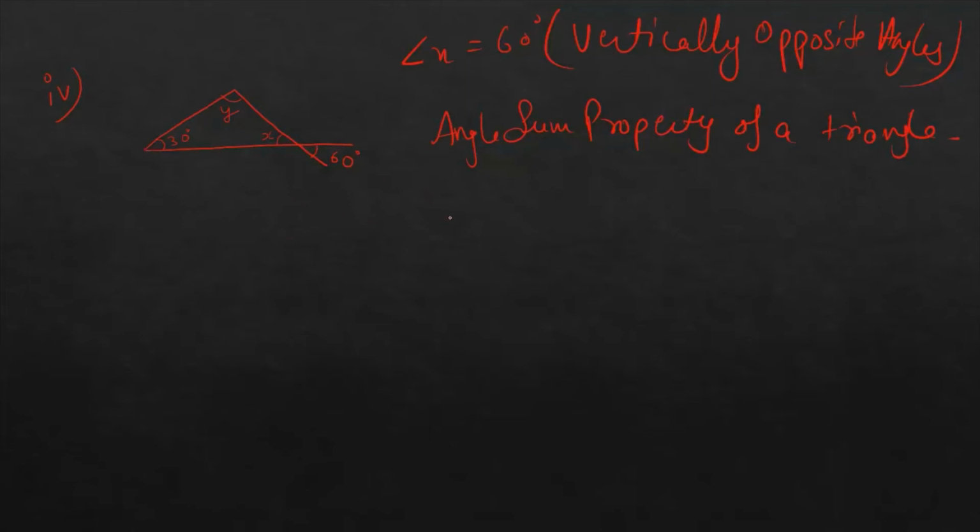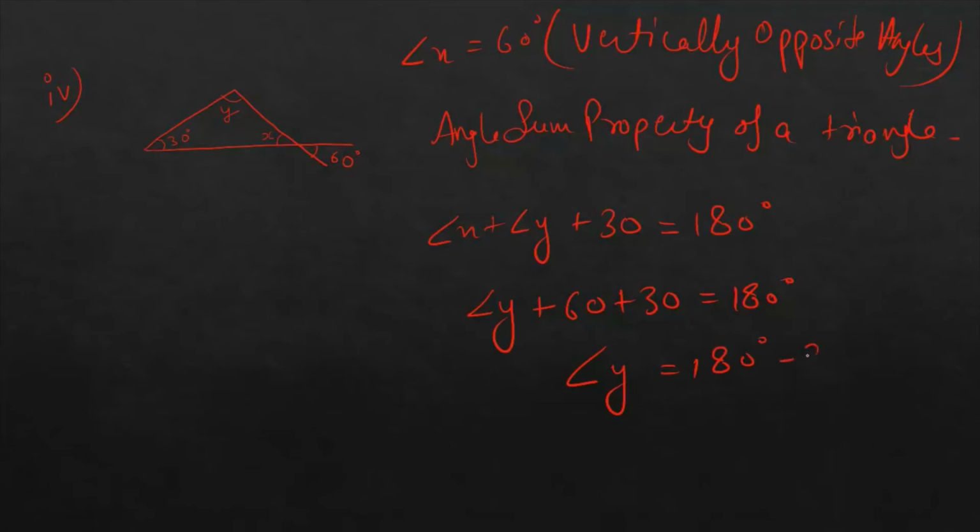we can say that angle x plus angle y plus 30, which is a given angle in this diagram, is equals to 180 degrees. So angle x is equals to 60 degrees. So angle y plus 60 plus 30 is equals to 180 degrees. Angle y is equals to 180 degrees minus 90 degrees is equals to 90 degrees.